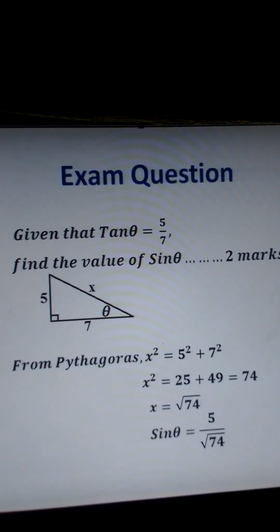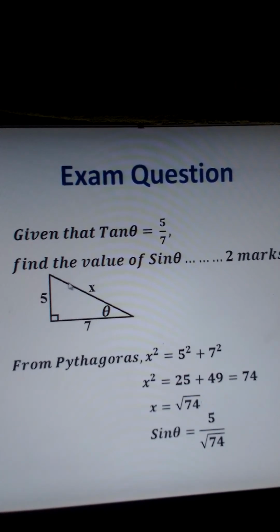Let's look at an exam question to be able to apply what you have learned in solving this problem. Given that the tangent of theta is equal to 5 over 7, find the value of sine theta, 2 marks. We evaluate this problem by drawing a sketch of that triangle. So we have this angle theta here, and the tangent of this angle is equal to 5 over 7.